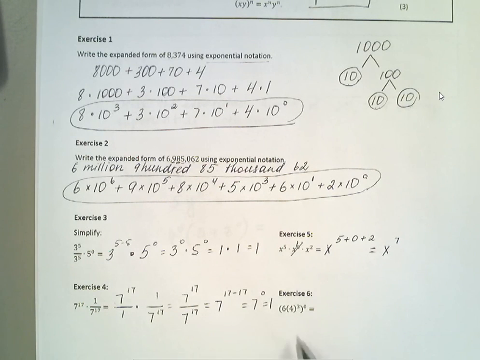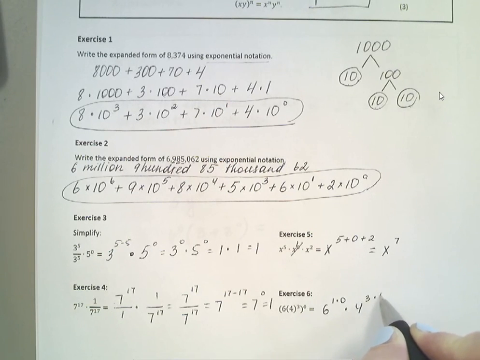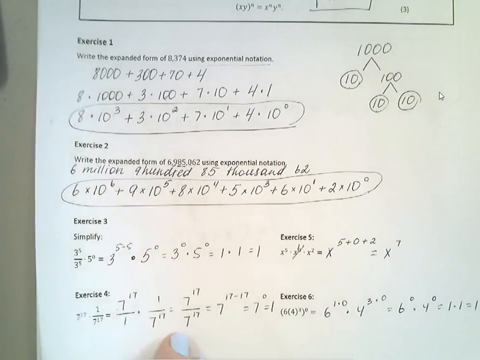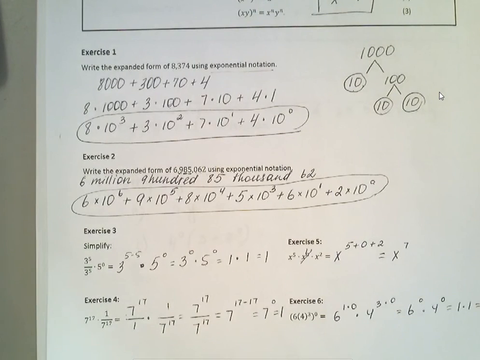Next one, exercise 6. X times 4 to the 3rd, and the whole thing is to the 0th. So I will get 6 to the power of 1 times the 0, times 4 to the power of 3 times the 0. So I will get 6 to the 0th times 4 to the 0th, which is 1 times 1. Okay? All right, so these are 6 exercises that we did, and the next one is the problem set.